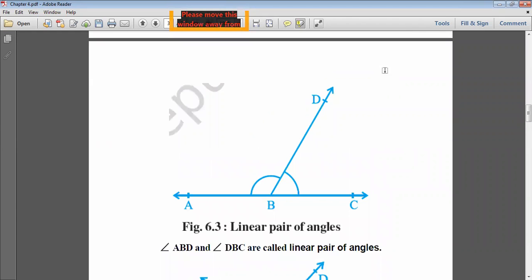Okay. Now we are going to deal with the linear pair of angles. Linear pair means, look at the angles. Angle ABD, that is this angle. And the other angle is angle DBC.